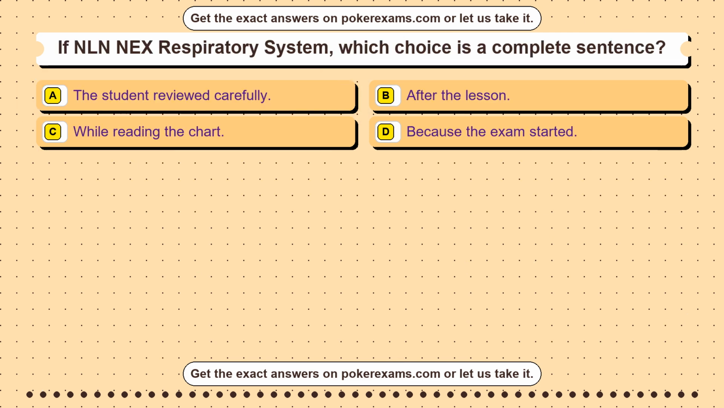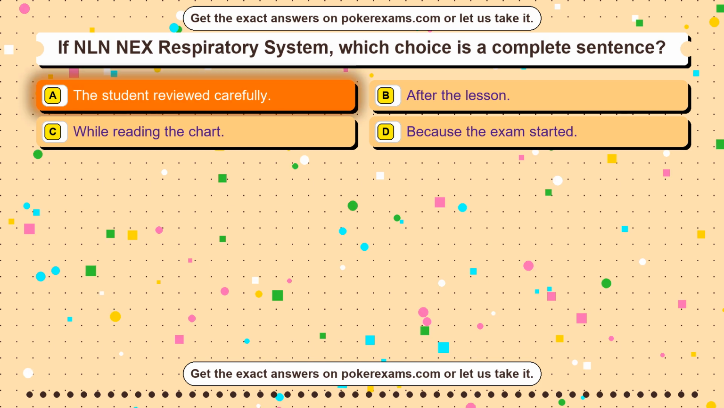Question 50. If GED reading comprehension practice, which value equals 3x when x equals 7? Option A, 21. Option B, 37. Option C, 73. Option D, 10. The correct answer is option A.